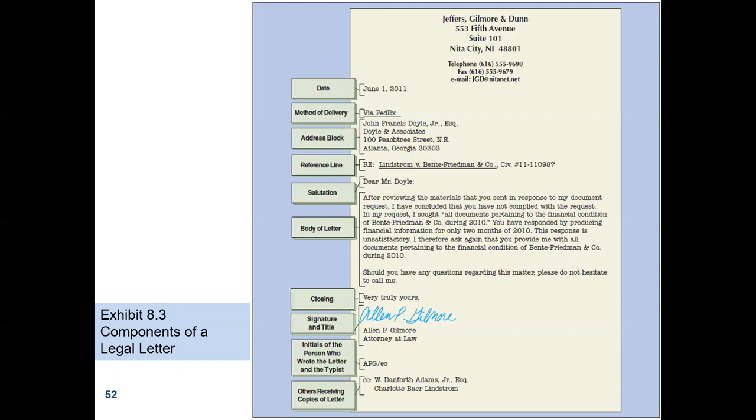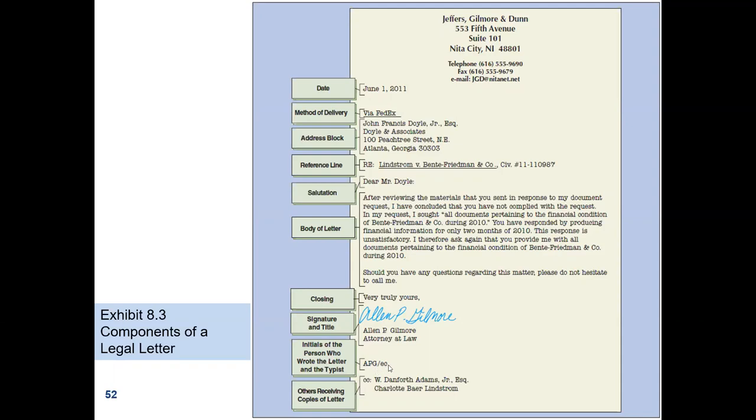The purpose of typist initials is to create a paper trail of who signed the letter and who prepared the letter. So if there's a typo in it, we know who to blame. I mean, that's the truth. That's the real reason behind this. And so if Alan P. Gilmore types his own letter, we're not going to use typist initials. It would be silly to say APG/APG.